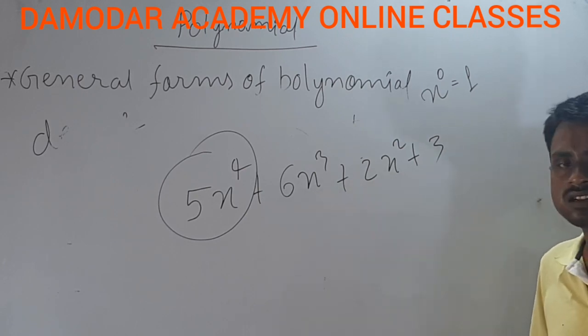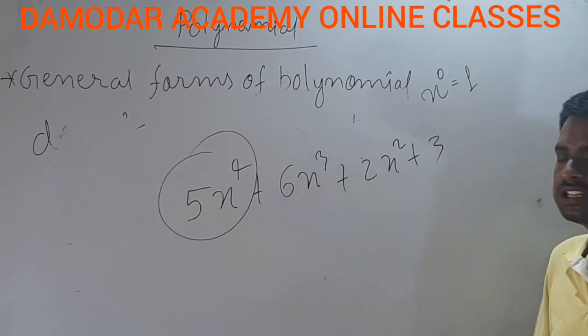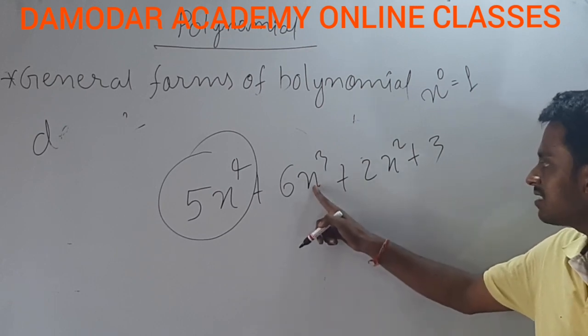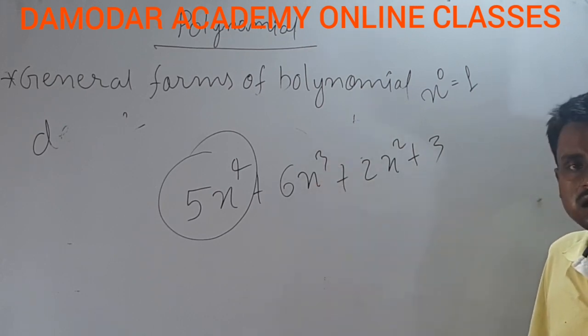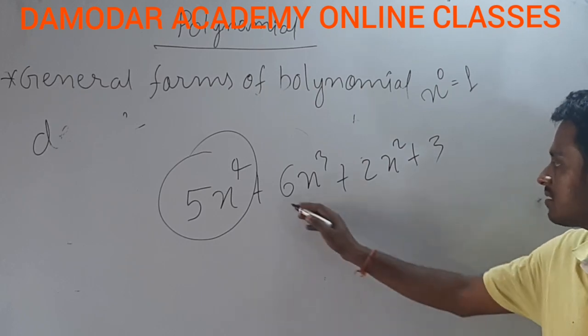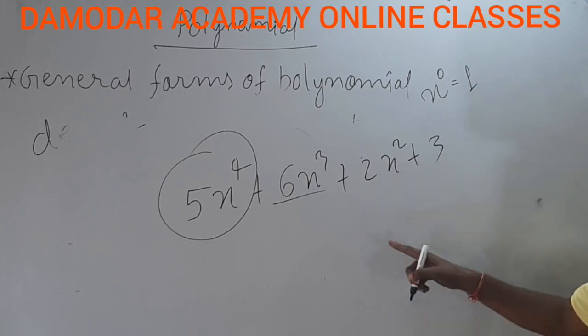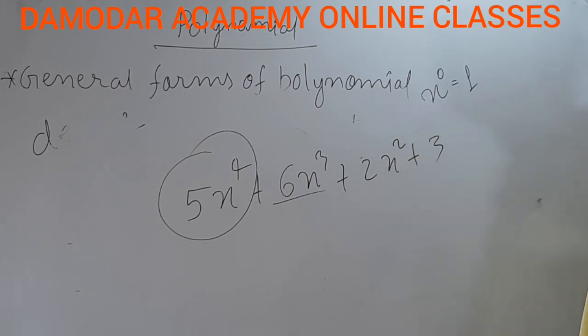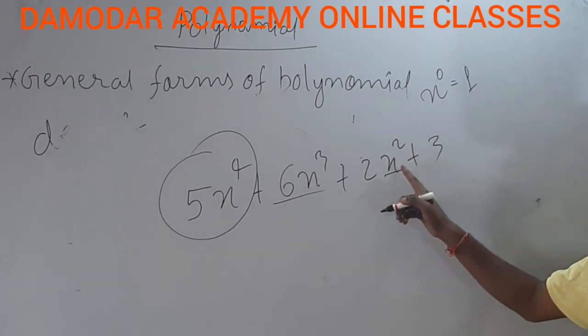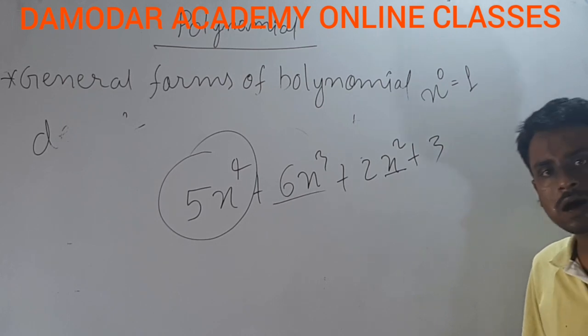Now we will go for another term. And what is written in the next term? That is 6x raised to power 3. Means here x is the variable whose power is 3. And my dear students, 3 is a whole number. That means this term also satisfies our condition for the polynomial. Now we will check the next term. And what is that term? 2x to the power 2. Here x is the variable. And what is the power of this variable? 2. 2 is also a whole number. That means this term also satisfies our condition.